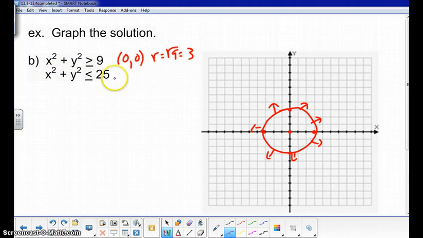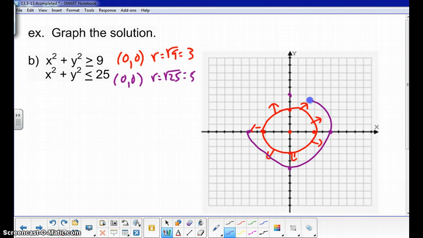Next one, again, our center is at 0, 0. The radius in this case would be square root of 25, which would be 5. So again, count up, down, right, or left 5 from the origin, which is our center. And again, it's equal to, so do the best you can with your circle here. And it's going to be a solid line. Now if we refer back to our inequality, it's going to be less than or equal to. So hopefully you realize that would be shading towards the center, everything inside the circle.